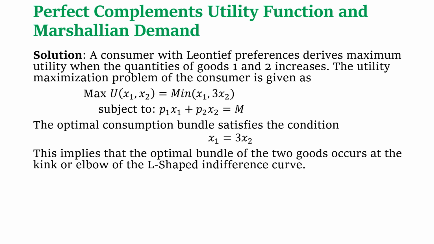Then you solve. So you notice here that the optimal bundle of the goods occurs at the kink or the elbow of the L-shaped indifference curve. So we are only going to obtain one particular point there, which is just the elbow, right? Or the kink of the indifference curve.